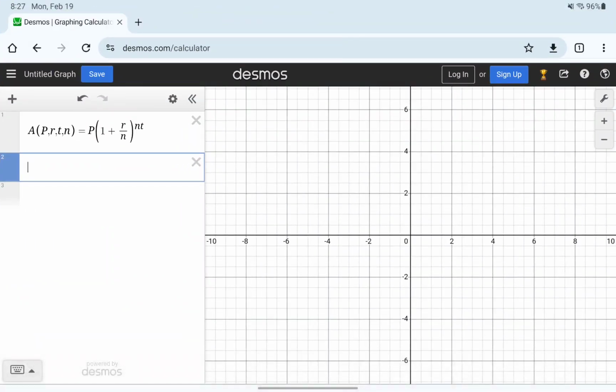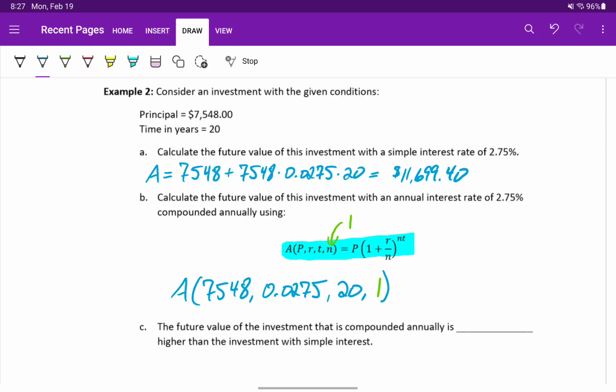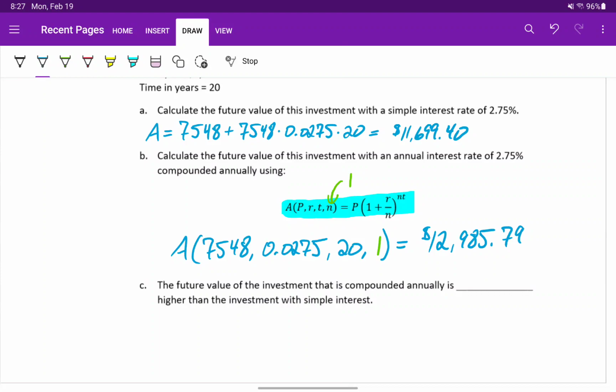Switching over to Desmos, where I already have this formula set up, we can evaluate A of 7,548, 0.0275, 20, and 1 to get a value of 12,985.7937, etc. So rounding this is going to give us a future value of this investment with interest being compounded annually of $12,985.79. And then comparing those two values, just subtracting to take that difference, we can see that over these 20 years, compounding annually generates $1,286.39 more for that investment.